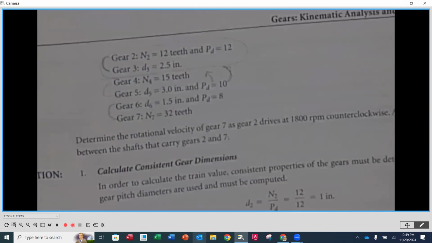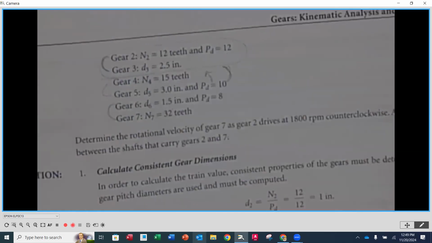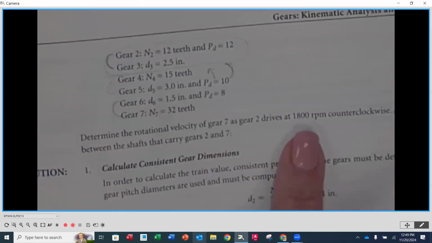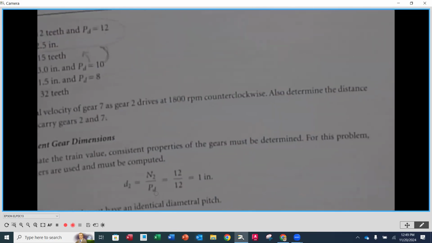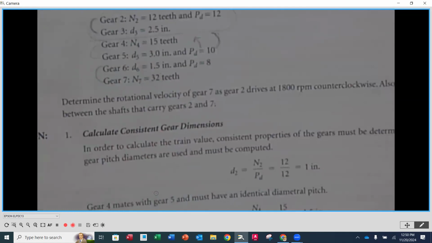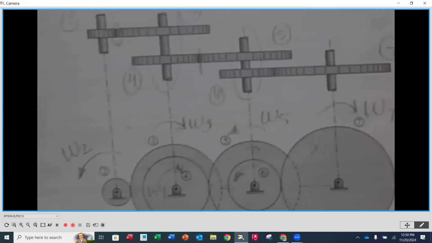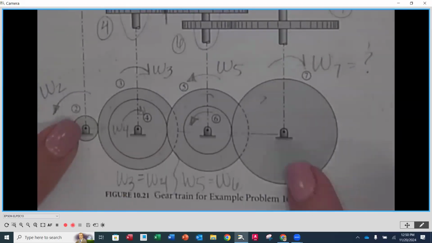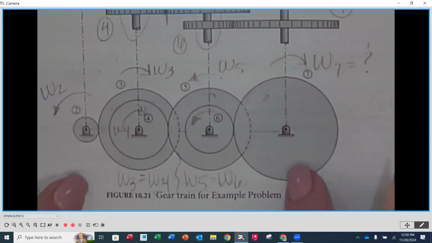And then for gears 4 and 5, we know a little bit more information. And then for 6 and 7, we know a little bit more information. Okay, so using this information, we're going to be able to walk down each one of those pairs of gears and figure out how fast W7 is going, okay? Now, we not only want to know how fast gear 7 is going, we also want to know the distance between the shafts that carry gears 2 and 7. So we want to find out what is the center distance all the way from 2 to 7. So what is this distance between these?